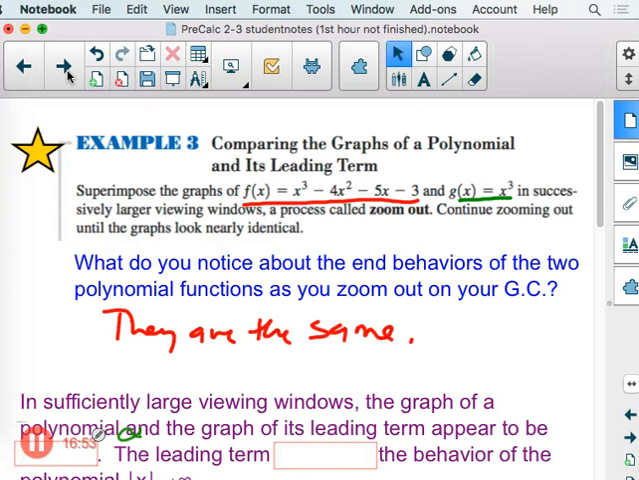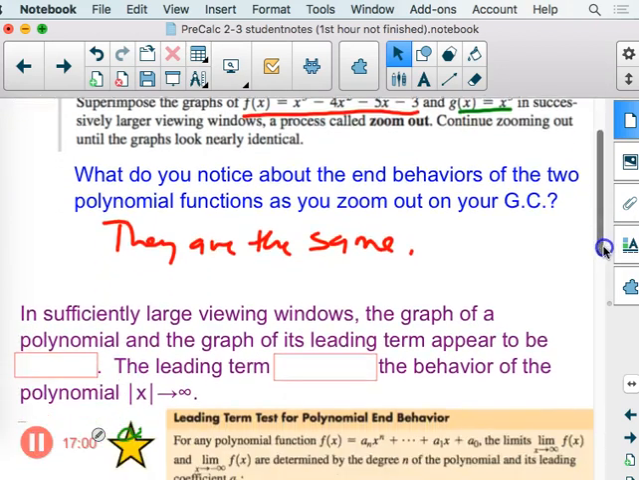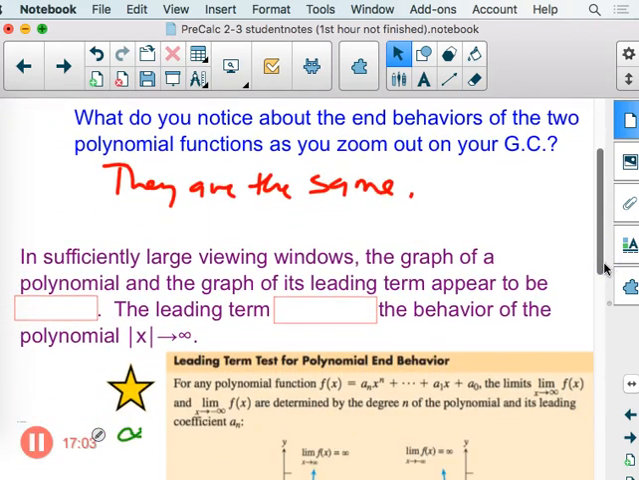And we should not be shocked by that information. They are the same. Because in sufficiently large viewing windows, the graph of a polynomial and the graph of its leading term appear to be identical. And again, that's because that highest power, the degree of the polynomial, kind of takes over as you get to really big numbers. So the leading term dominates the behavior of the polynomial as our x's approach infinity. As we get bigger and bigger values, it's going to happen.